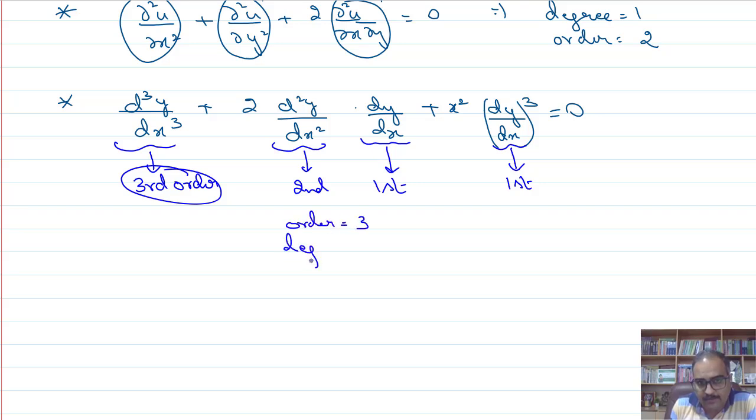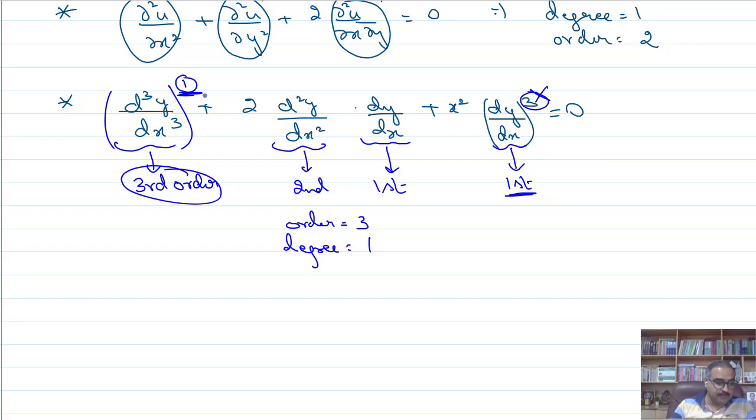Now come to the degree. The highest order derivative will have whatever index is over there, and that will be the degree of the equation. So its degree will be 1. We will not go with 3 because it is on a first order derivative, so that will not work for us. Our working is with the highest order derivative, the index of the highest order. I think the concept is clear.